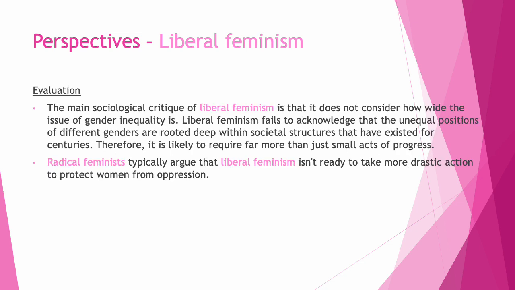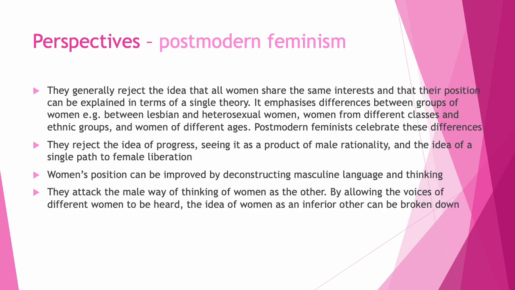The main sociological critique of liberal feminism is that it doesn't consider how wide the issue of gender inequality is. Liberal feminism fails to acknowledge that unequal positions of different genders are rooted deep within societal structures that have existed for centuries. Therefore, it's unlikely to require far more than just small acts of progress. Radical feminists typically argue that liberal feminism isn't ready to take more drastic action to protect women from oppression.